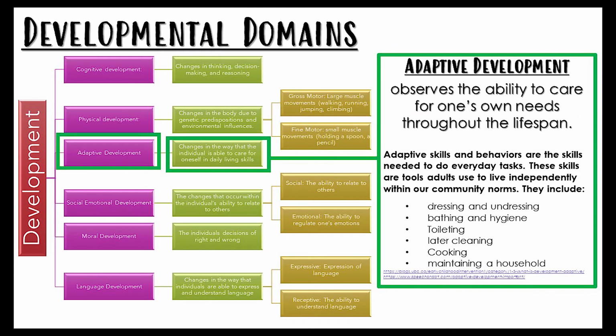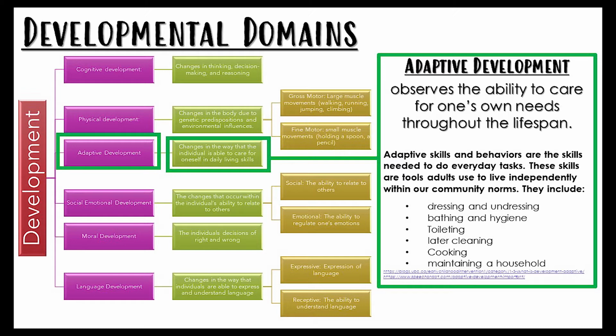So as you can see from this slide, we've already evaluated cognitive, language, and physical development in the context of our dive into the domains. As a review, when we consider cognitive development, we're discussing the changes in thinking, decision-making, and reasoning that occur over time and throughout the lifespan of an individual. Physical development is constituted by the changes in the body, due both to genetics and environmental nourishment and stimulation. Additionally, we can break physical development down into two categories, which include gross and fine motor.